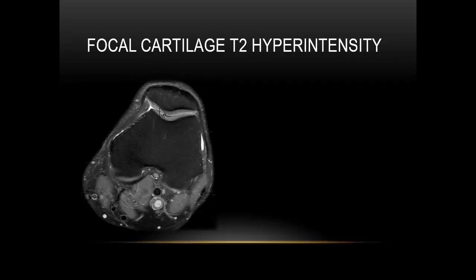Oftentimes, we'll see these focal areas in which we have T2 hyperintensity associated with a surface abnormality, a slight bubble. Sometimes our arthroscopists call this a cartilage blister. We go back to the Outerbridge classification. That tends to be what they're talking about when they talk about softening of the cartilage. Chondromalacia patella is this type of lesion. We're not sure if they progress or not.